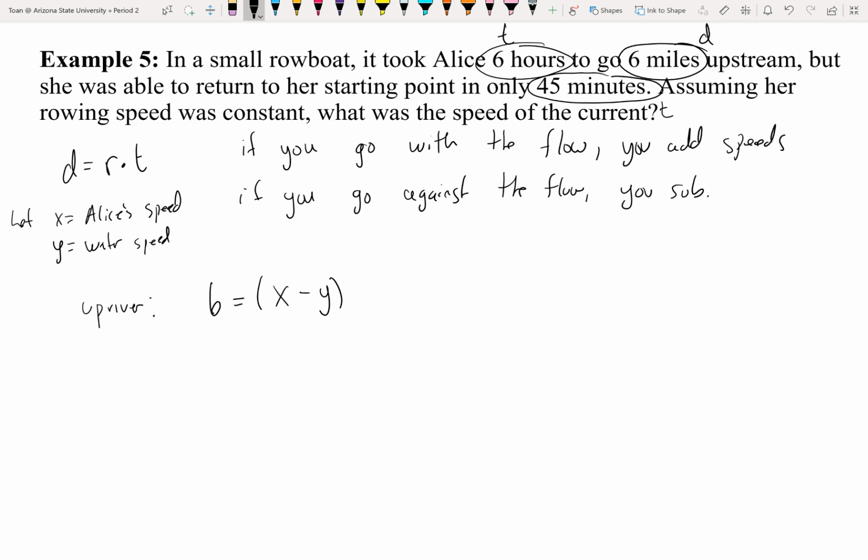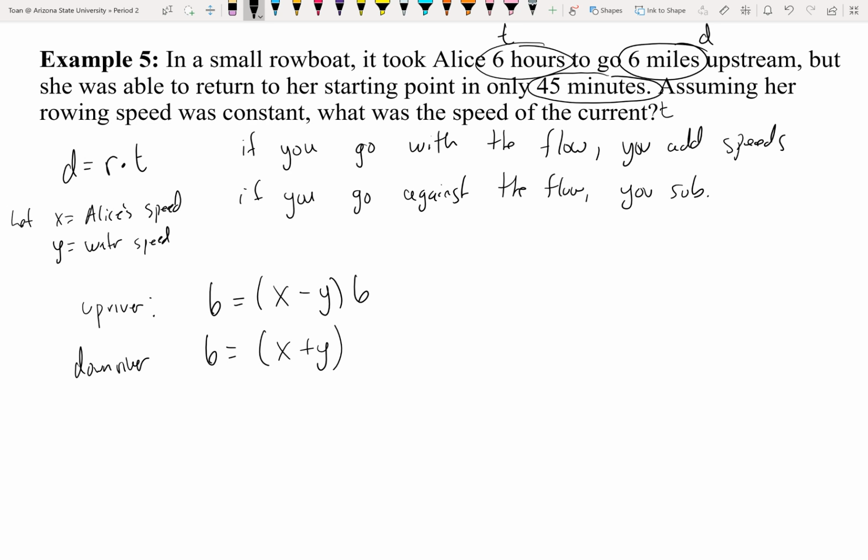How long did it take her to travel? 6 hours. Let's go downriver. Now, in the time that she rowed up the water, we can assume there's no earthquakes. We can assume that the tectonic plates aren't shifting. We can assume that the river doesn't magically lengthen. So when she goes back down the river, what distance is she traveling? The same 6 miles. But her speed, when she's going downriver, she's going faster, the water will add to her speed. And then time, how long did it take her?